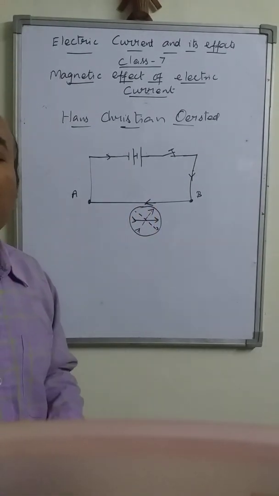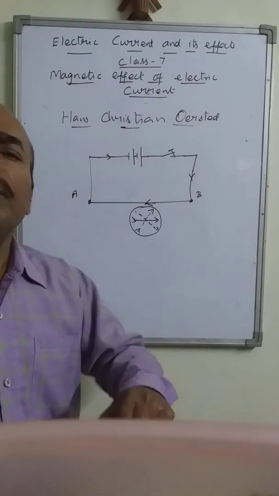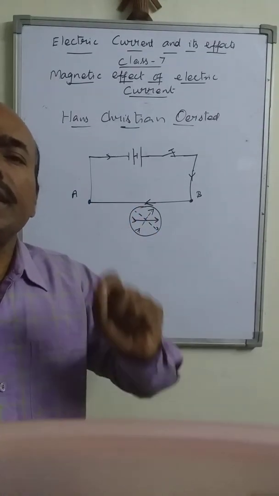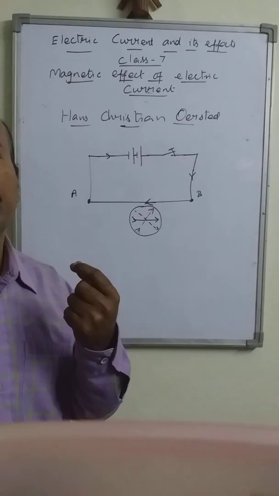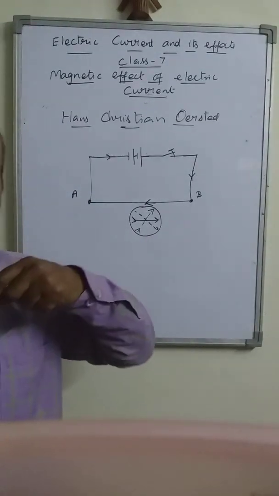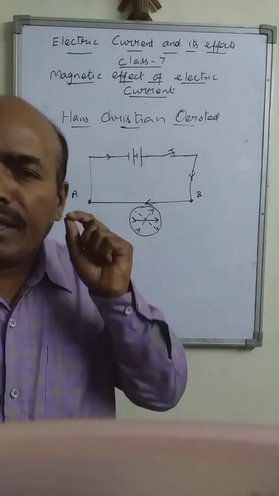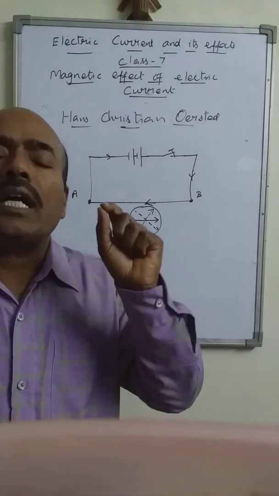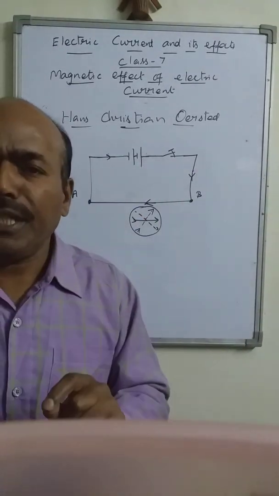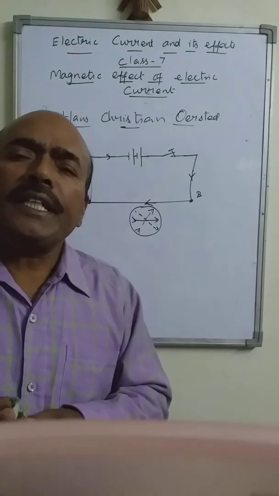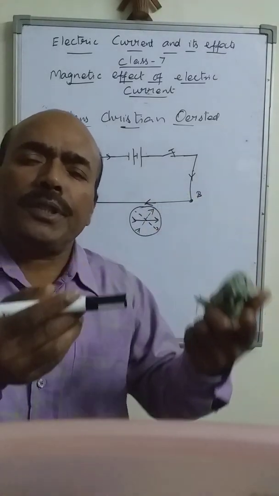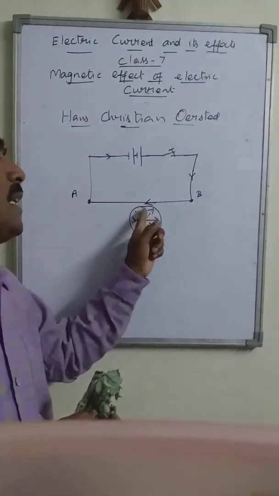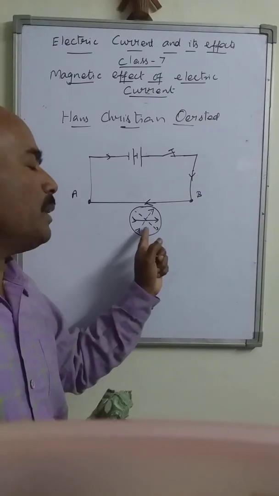So he confirmed once again that an electric current is always associated with a magnetic field. Whenever we pass electric current through any kind of conductor, the magnetic field is also developed around it, and it is always associated with it. That means if we flow current in one direction, the magnetic field is produced in one direction. If we reverse the direction of current, the magnetic field also reverses its direction. That is shown by this compass needle.